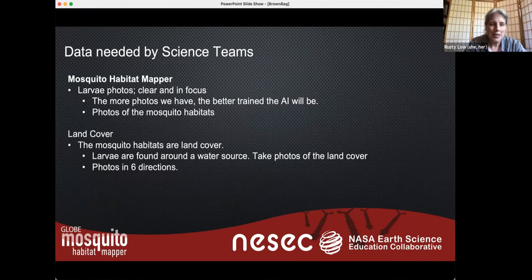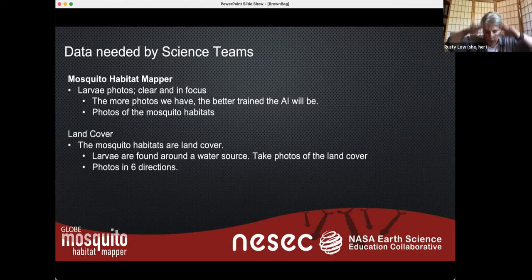Okay, good. So here's the data needed by science teams. For the Mosquito Habitat Mapper, Ryan Carney and Sriram Chellappan and that team, they really need larvae photos. They need to be clear and in focus. The more we have, the better the AI will be. And importantly, they are asking for more than one photo. You know, in the app, you can take up to 9 photos. And one of the problems with mosquitoes and other organisms is they're three-dimensional, right?